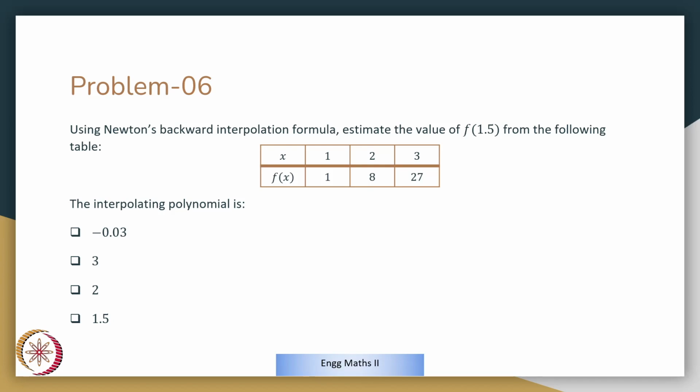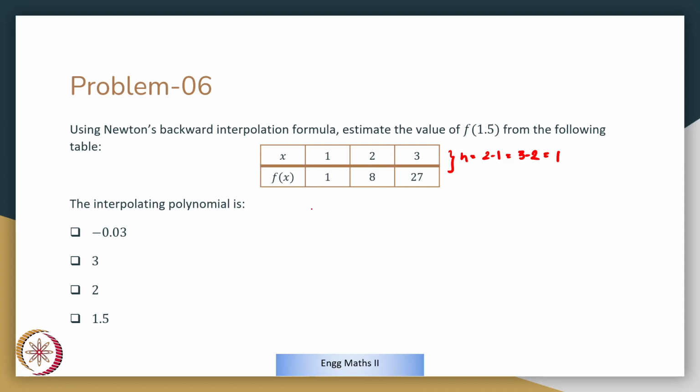Problem number 6. We are now using Newton's backward interpolation to find the interpolation formula, as well as then plug this in to estimate the function value at x equal to 1.5. So in this case, you can see that h is nothing but 2 minus 1, which is 3 minus 2, which is 1.